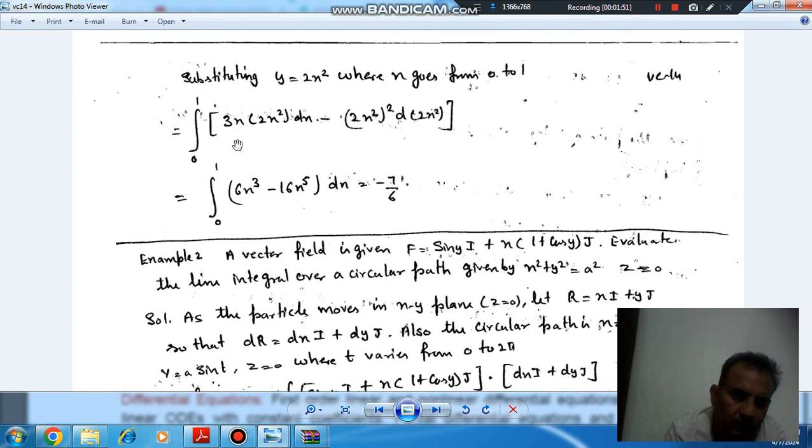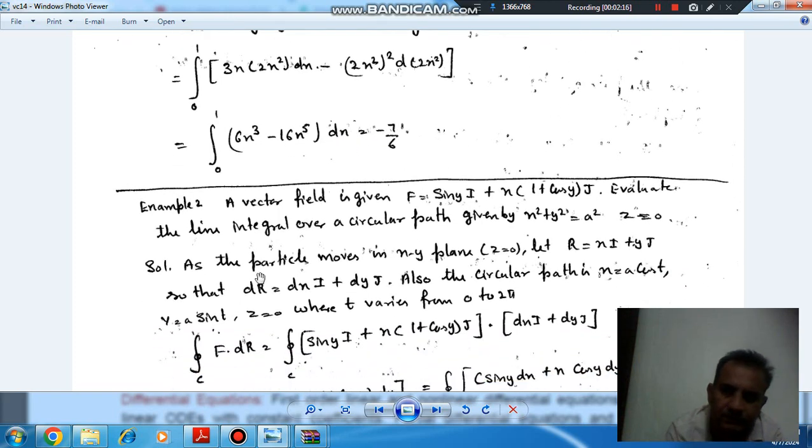Now this will become 3 into 2, 6x cube, and this will become 2 into 2, 4, and 4x will come from the differential, and x to the power 4 is already there, so it will be 16x^5. Now performing integration, it will be 6x^4 by 4 minus 16x^6 by 6, and putting in the limits we get the answer as minus 1/6.